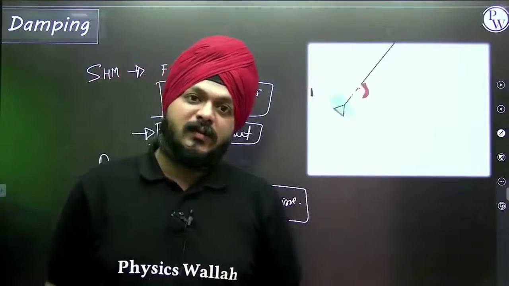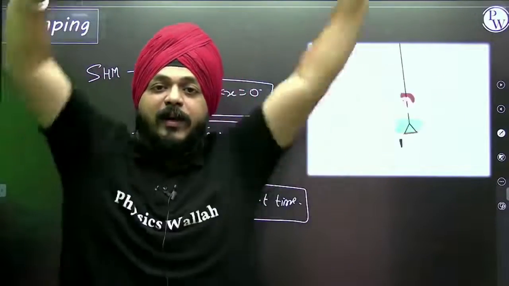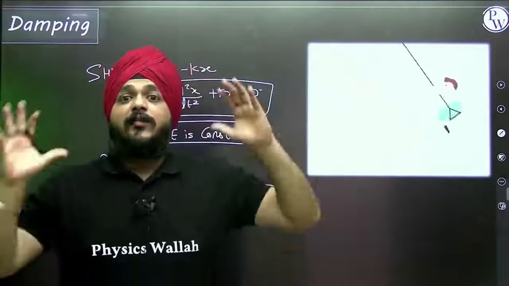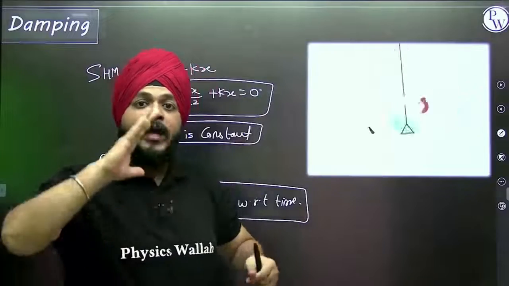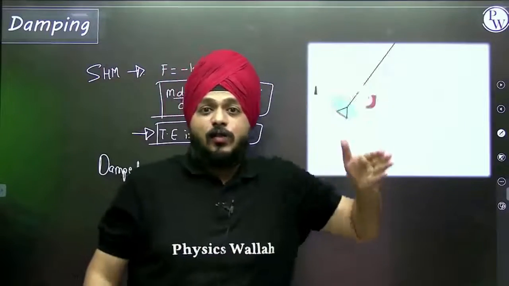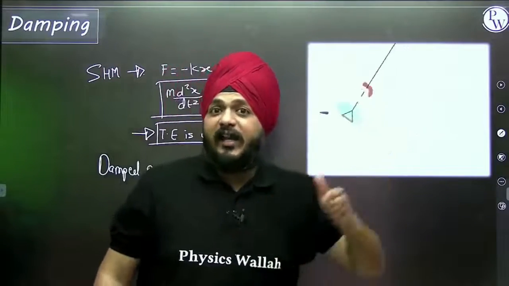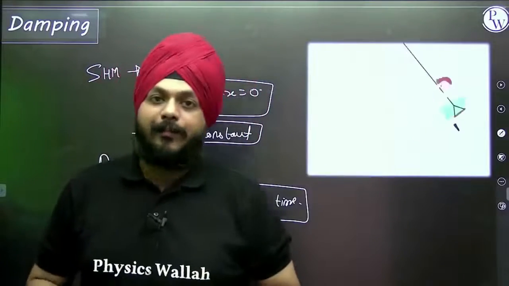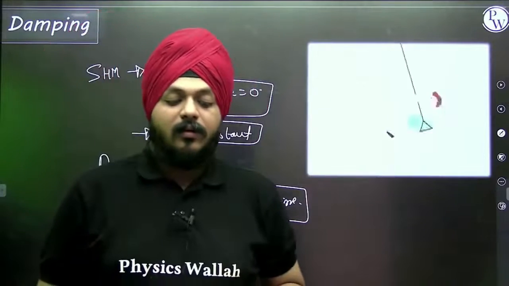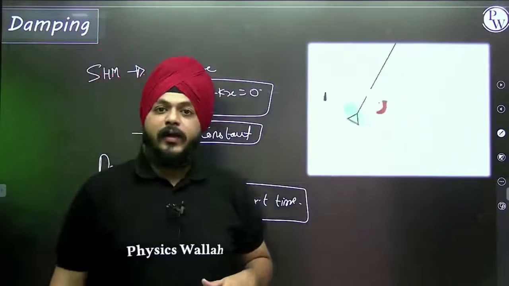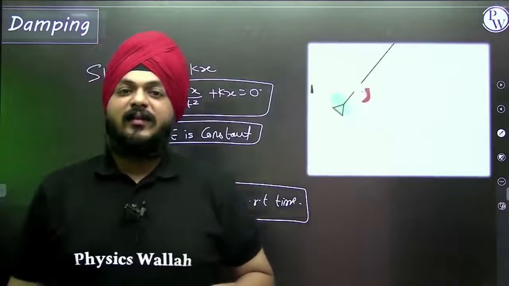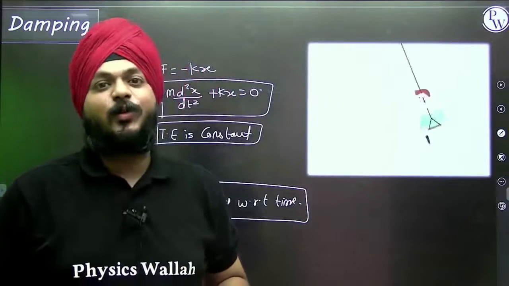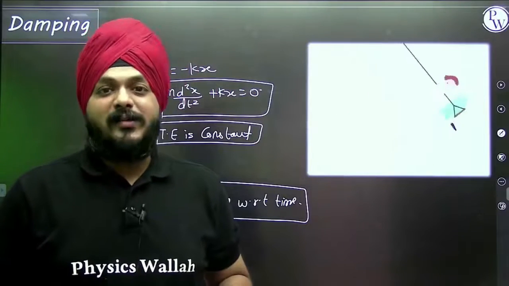Is there any kind of presence of the damping force? Yes. Is there any kind of resistive force acting? Yes. If a resistive force is not acting, then on applying the force once, that swinging should continue until infinite time. But is it happening? No, it's not happening. So what happens here?